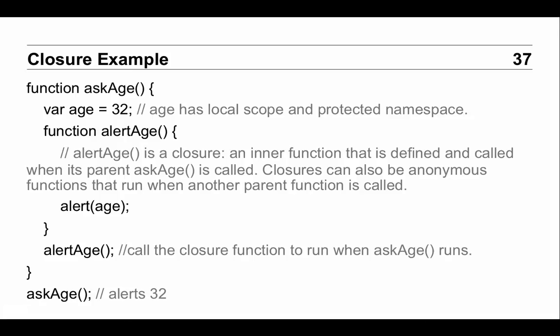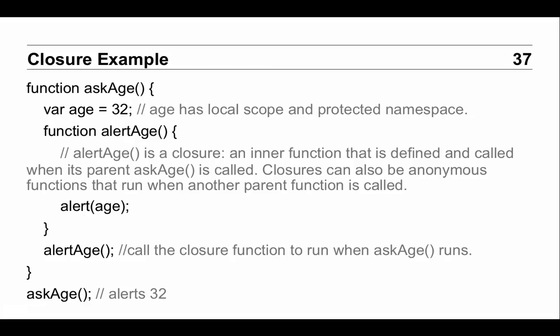Meaning that we can't actually alter the namespace, and we can't actually call the inner function outside of the function on its own. So this actually limits the ability of our program to access the information, and we can protect pieces of information using what's known as a closure.